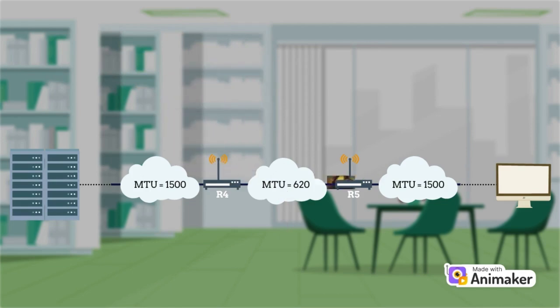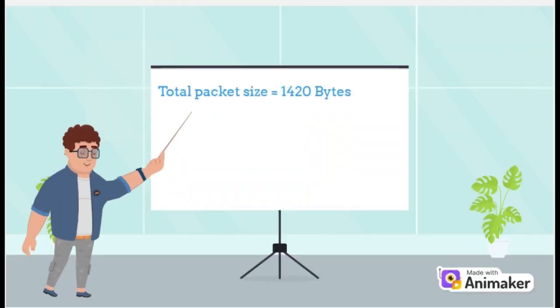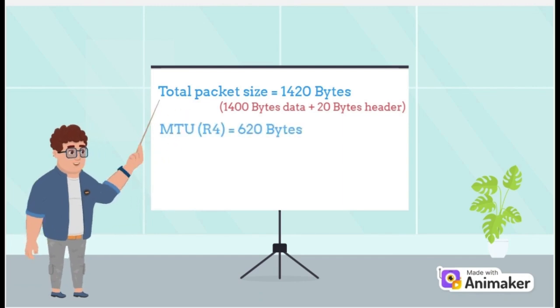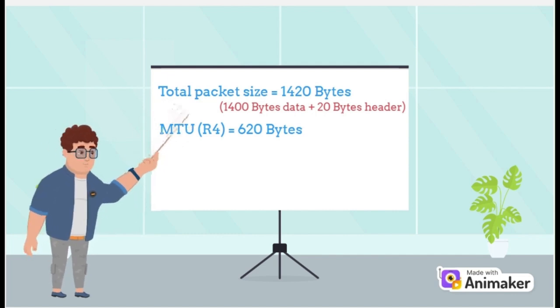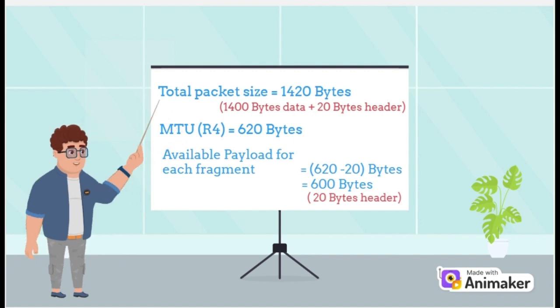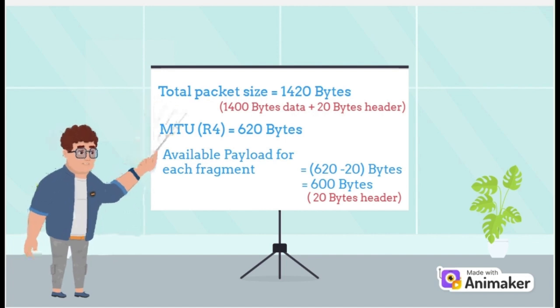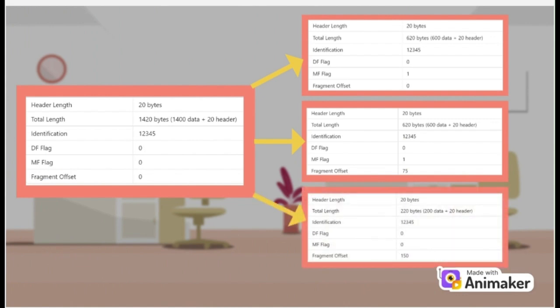Let's break down the fragmentation process in detail. The total packet size is 1420 bytes, which is 1400 bytes of data plus a 20-byte IP header. The MTU at router R4 allows only 620 bytes per fragment. However, 20 bytes are reserved for the IP header, meaning that only 600 bytes are available for the payload in each fragment. The first two fragments each carry 600 bytes of payload and 20 bytes of IP header. The final fragment carries the remaining 200 bytes of payload with its own 20-byte IP header, making it 220 bytes.